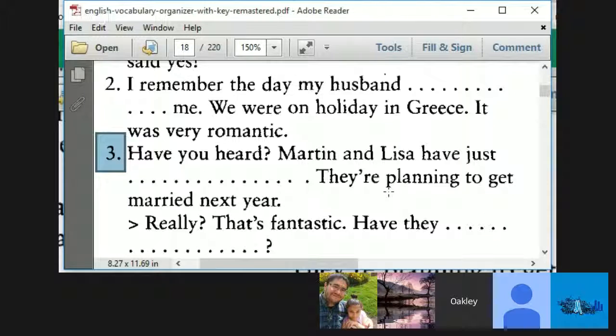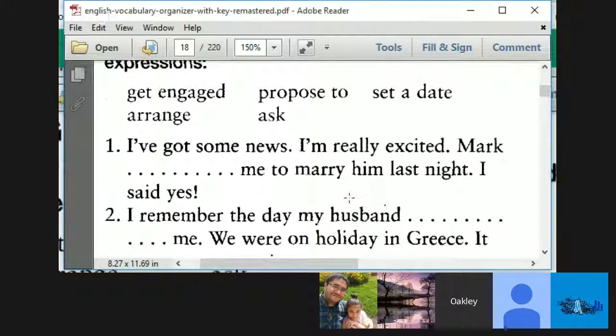Have you heard? Martin and Liza have just got engaged. They are planning to get married next year. Okay, very common collocation. They got engaged last week. You could talk about them with the verb to be: they are engaged. Very often when we talk in the past tense to spread the news, so to speak, they got engaged.